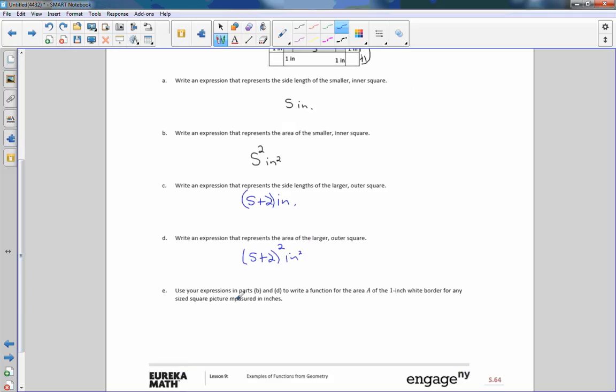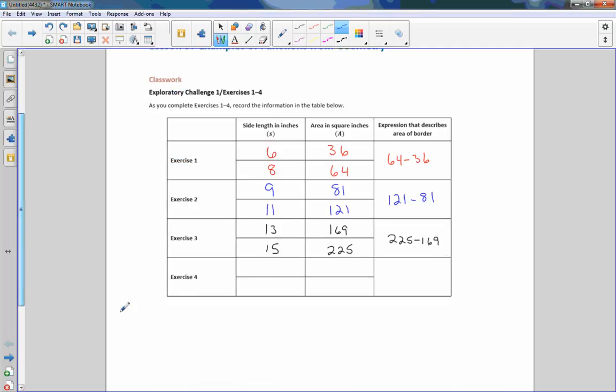So use your expression in parts B and D to write a function for the area A of the 1-inch white border. So area A equals S plus 2 quantity squared minus S squared. So I'm going to go back to the front page now, and I will write side S, side length in inches, S plus 2. This would be S squared, and this is the quantity S plus 2 squared, and that would give me S plus 2 quantity squared minus S squared for any size square.